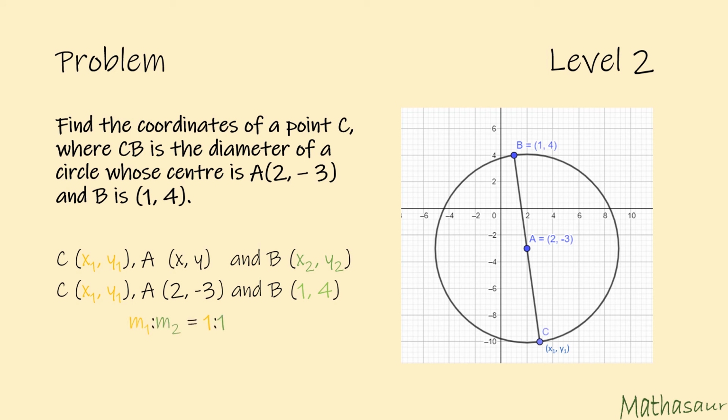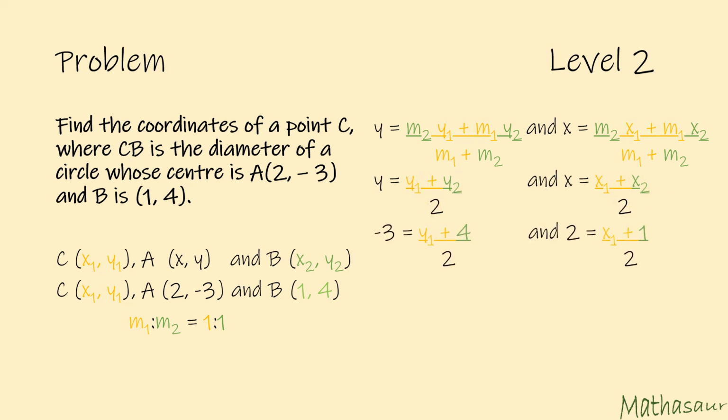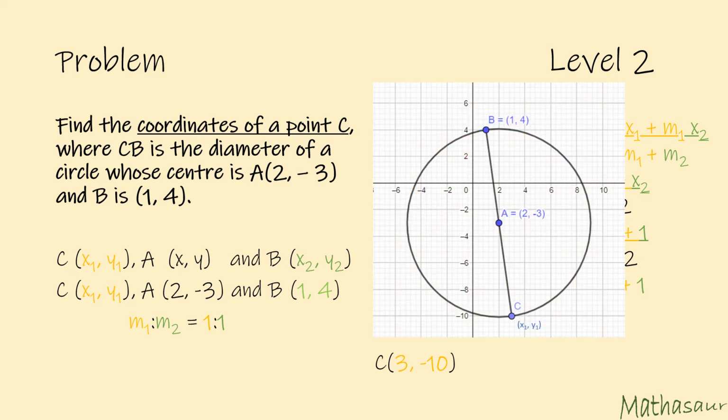And since A is the center and BC is the diameter, A would be the midpoint of the segment BC. So m1 is to m2 would be equal to 1 is to 1, since the two segments would be equal. Now let us write the section formula and substitute the values. We find y1 equals minus 10 and x1 equals 3. So my point C would have the coordinates (3, minus 10). Let us verify this from our diagram. Yes, it comes out as (3, minus 10).